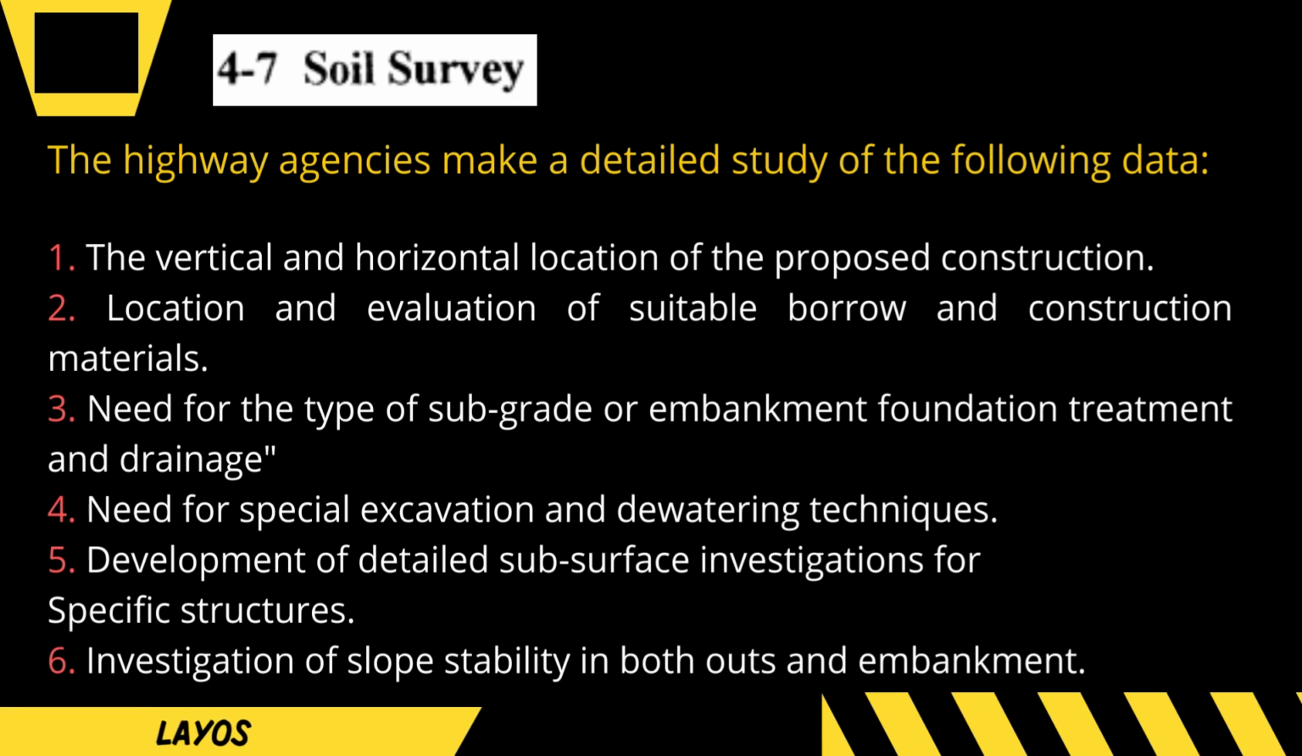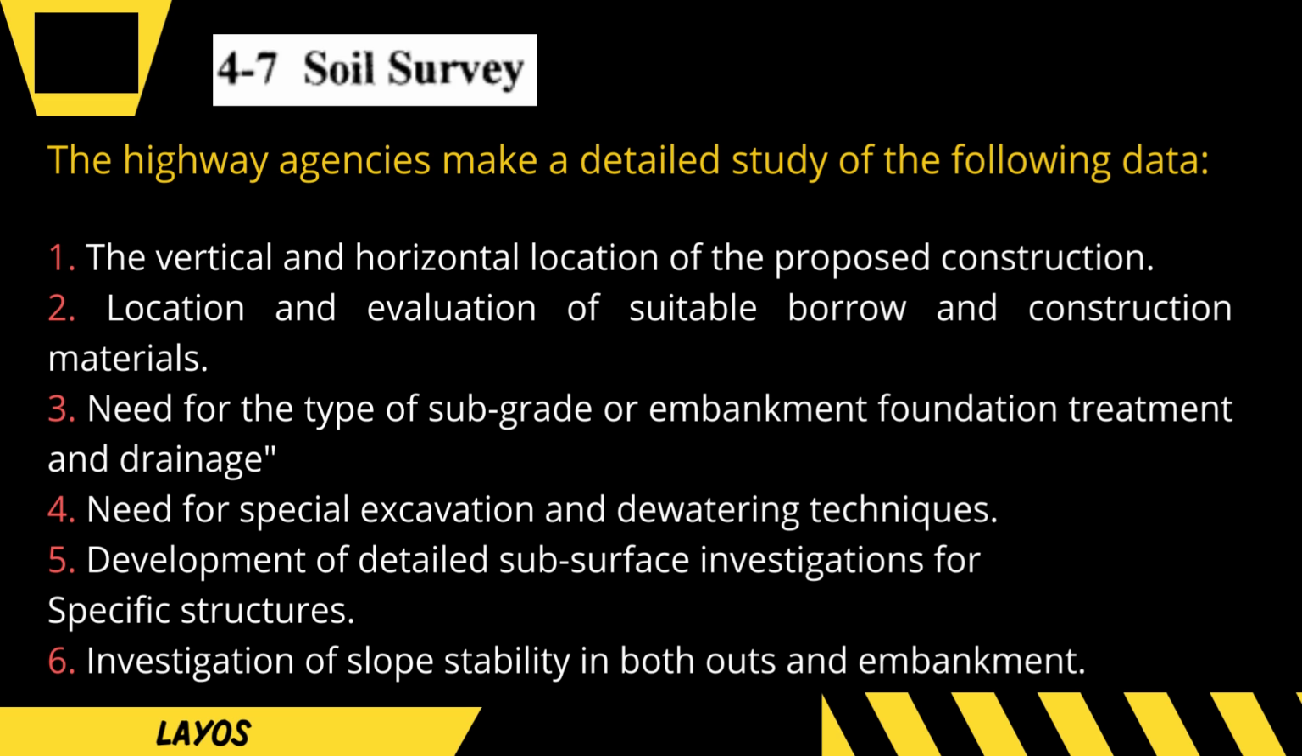Along with the first reconnaissance and preliminary location survey, the highway agencies make a detailed study of the following data. Number 1 is the vertical and horizontal location of the proposed construction. The main difference between horizontal and vertical construction is how the two types of structures exist spatially. Horizontal construction is typically wider and lower to the ground. Vertical construction is higher. Vertical construction projects include skyscrapers and high-rises.